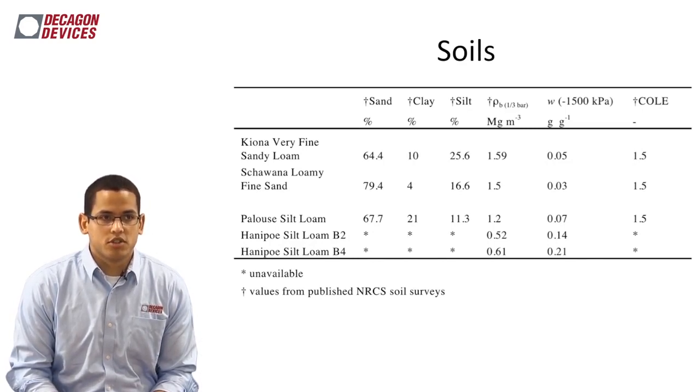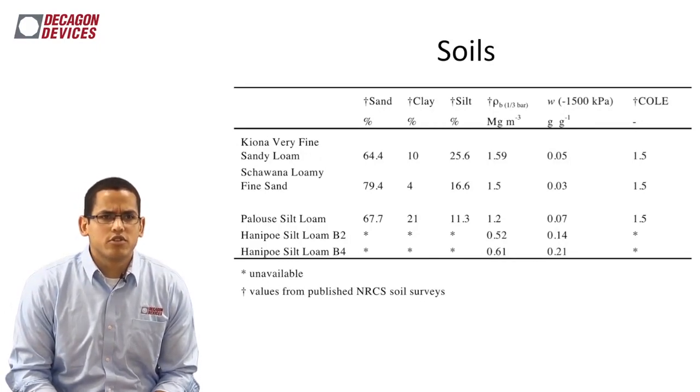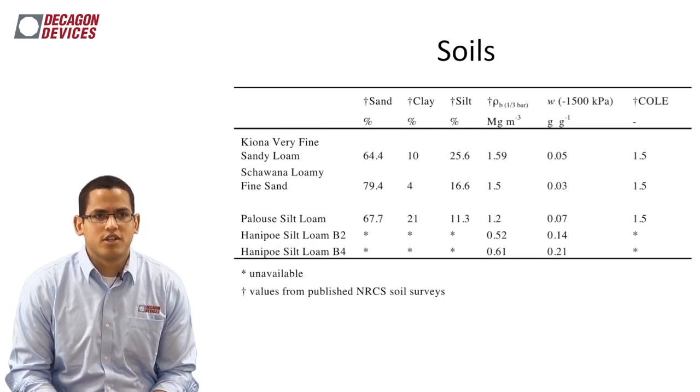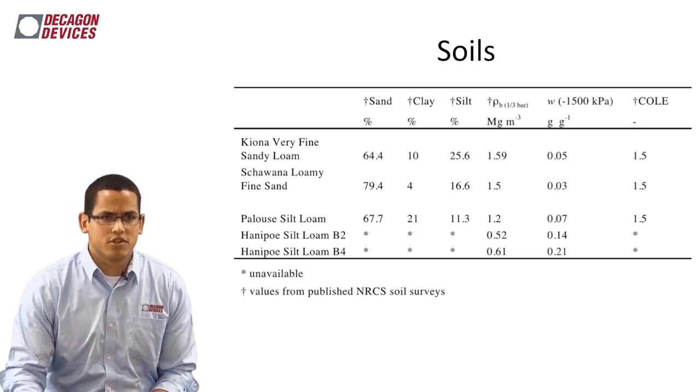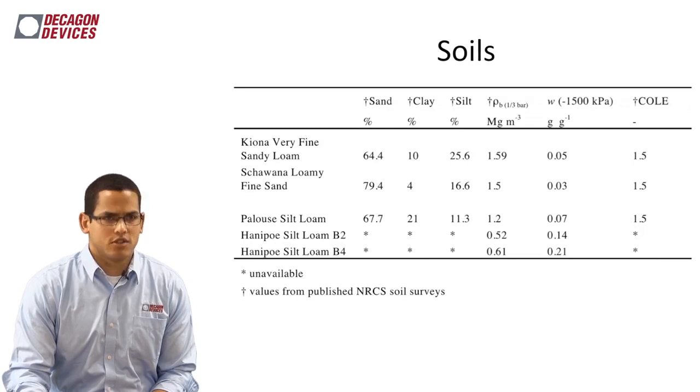The second sample was a Schwana loamy fine sand, 79.4% sand, so very high in sand, low clay content, and pretty low silt content too. And then the last sample I'm going to show you is a Palouse silt loam. Those values are out of place. I think it's about 21% sand, 67.7% silt, and 21% clay. Yeah, so that's not sure what happened there.